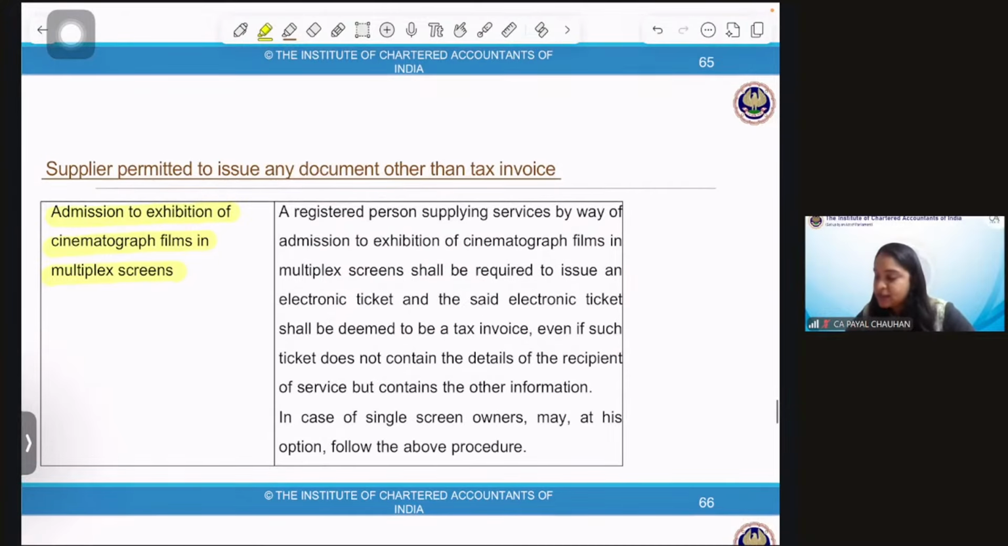So, a registered person supplying service by way of admission to exhibition of cinematography film in a multiplex screen shall be required to issue an electronic ticket, and the said electronic ticket shall be deemed to be a tax invoice, even if such ticket does not contain the details of the recipient of service but contains the other information. In case of a single screen owner, he may at his option follow the above provision.